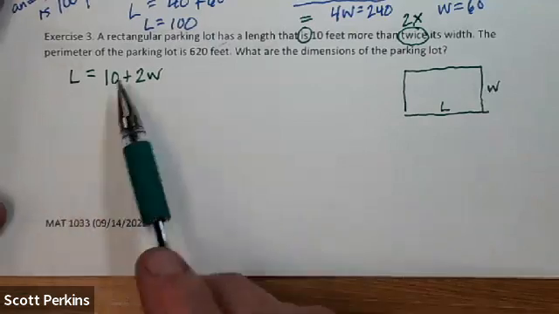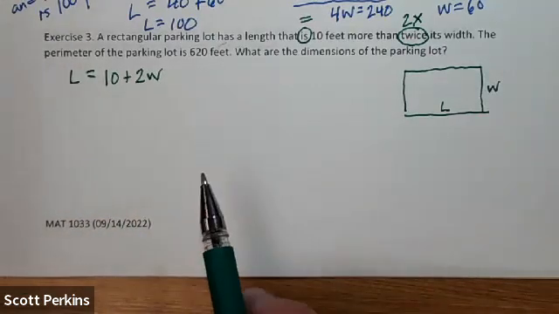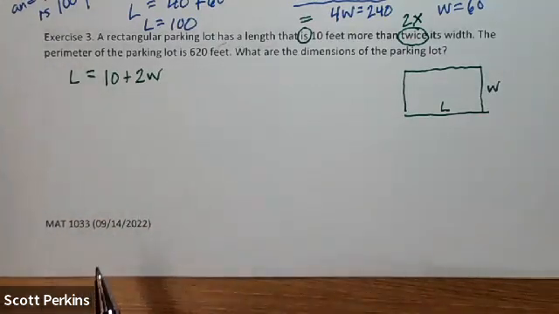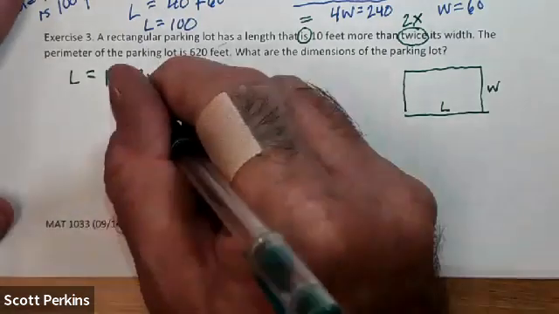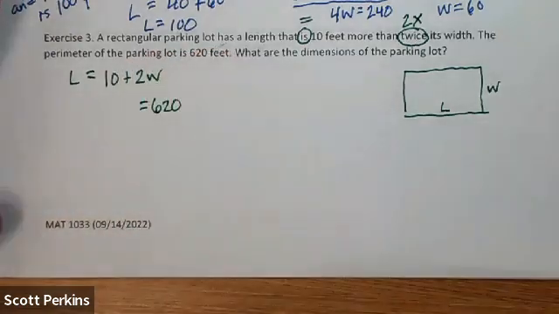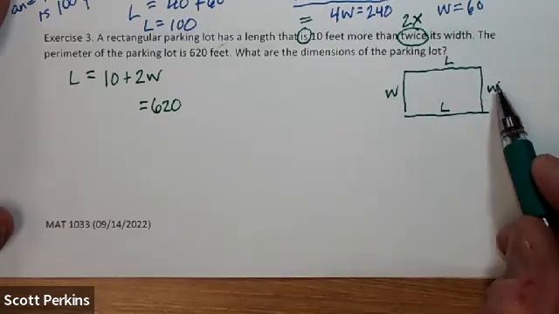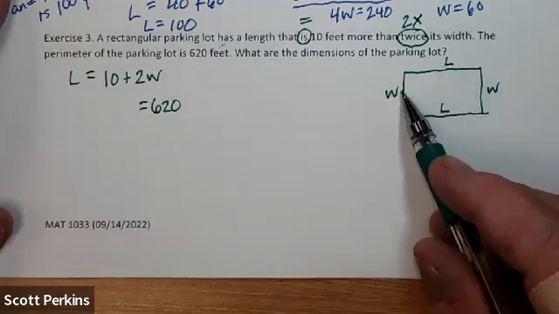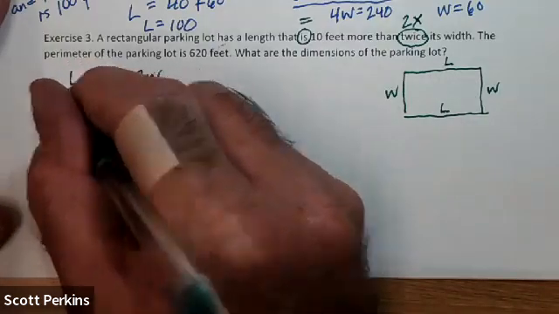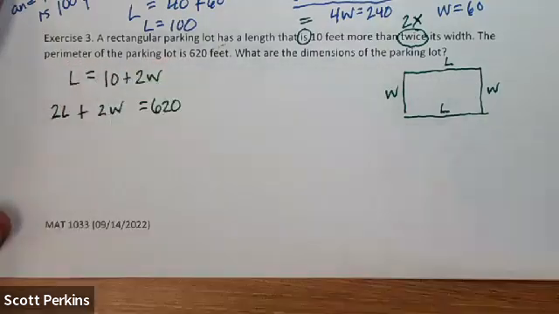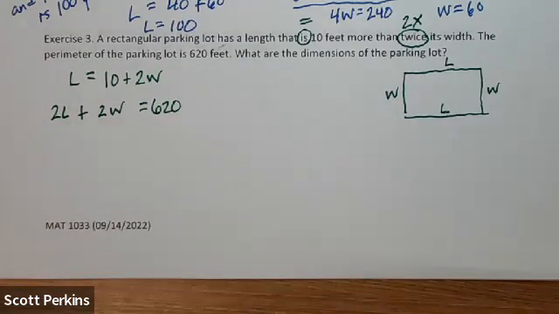The perimeter of the parking lot is 620. So what's my equation for the perimeter of the parking lot? Okay, it's equal to 620. That's great. Equals 620. What am I adding up to get 620? Yeah, so if we look back at our picture, I've got L plus W, L plus W, so that is where I get 2L plus 2W. Just adding up all 4 sides.